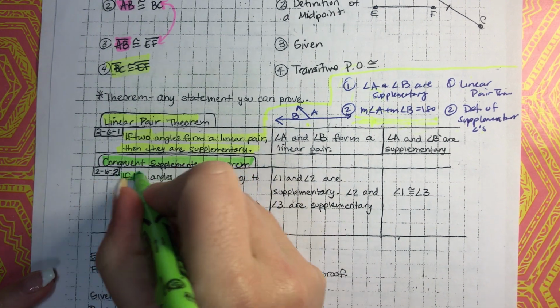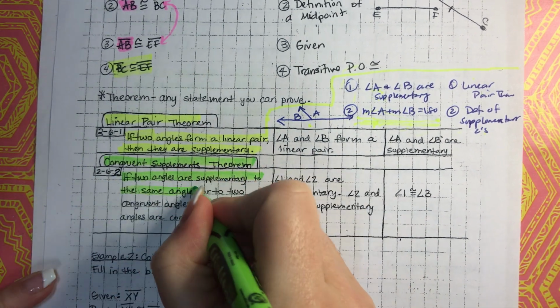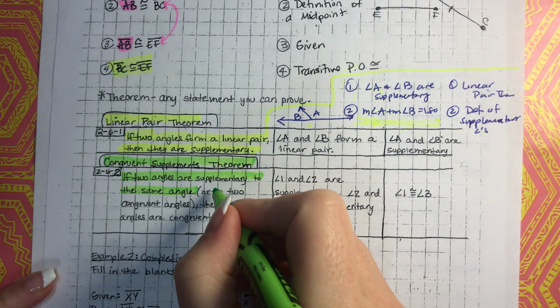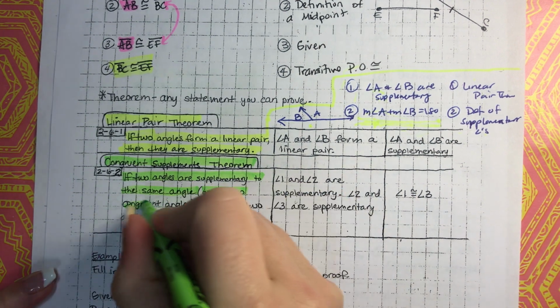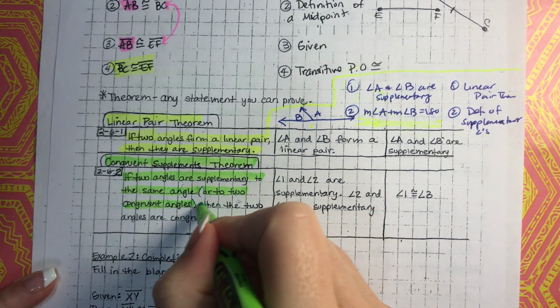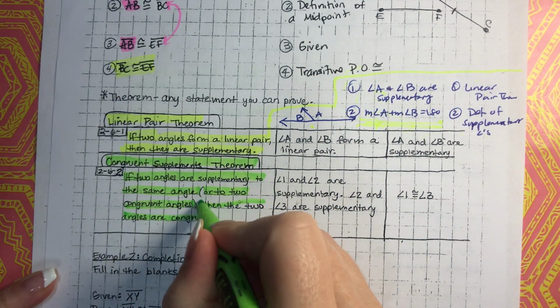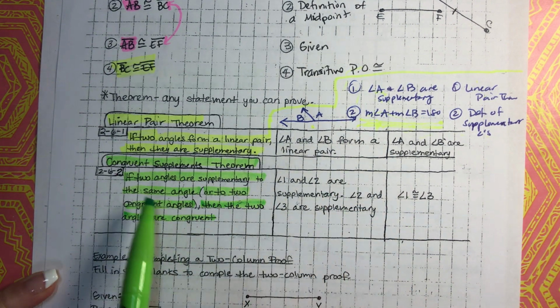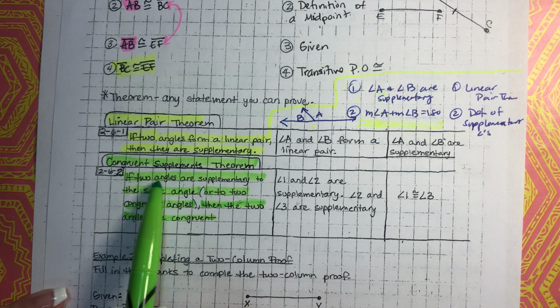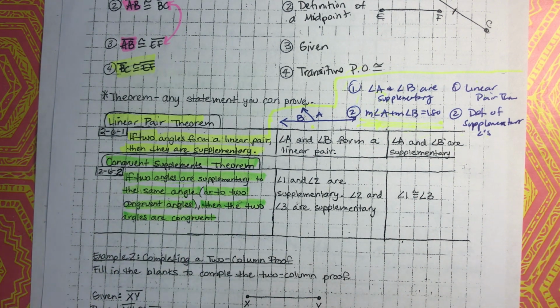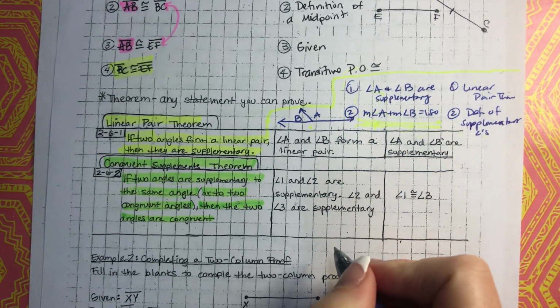Okay, so if two angles are supplementary to the same angle, or to two congruent angles, then the two angles are congruent. So let's talk about this first bit right here. If two angles are supplementary to the same angle, then the two angles are congruent. So let's say we have supplementary, right?